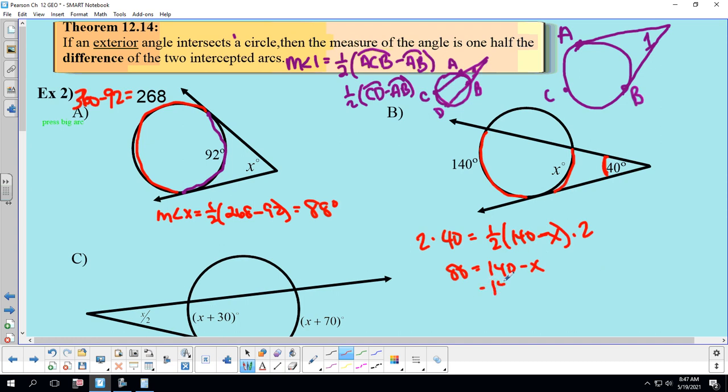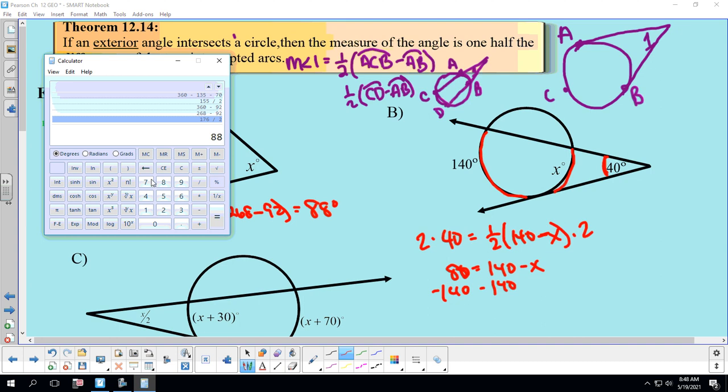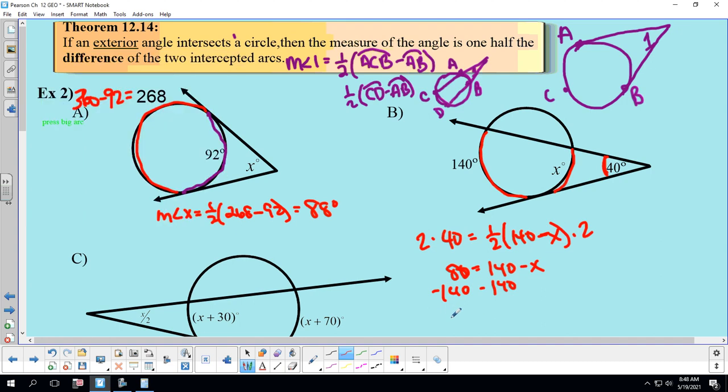And then we subtract 140 from both sides. Oh no, we have a negative! It's totally okay. We're going to end up with negative x over here, and the two negatives will cancel each other out. So we go 80 minus 140 is negative 60, which is equal to negative x. Divide by that negative 1. X is equal to 60 degrees.